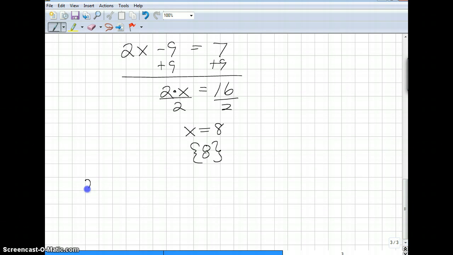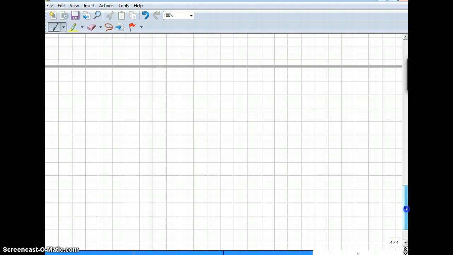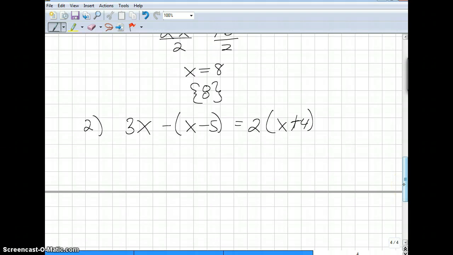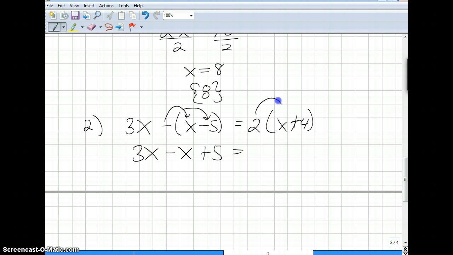Okay, example 2. 3x minus the quantity x minus 5 equals 2 times the quantity x plus 4. Again, I want to solve this equation. That would be the directions. I look inside the parentheses, I can't do anything, so the next step is to remove parentheses. So on the left-hand side, I'm going to distribute the negative. On the right-hand side, I'm going to distribute the 2. On the left-hand side, I'm going to combine like terms.